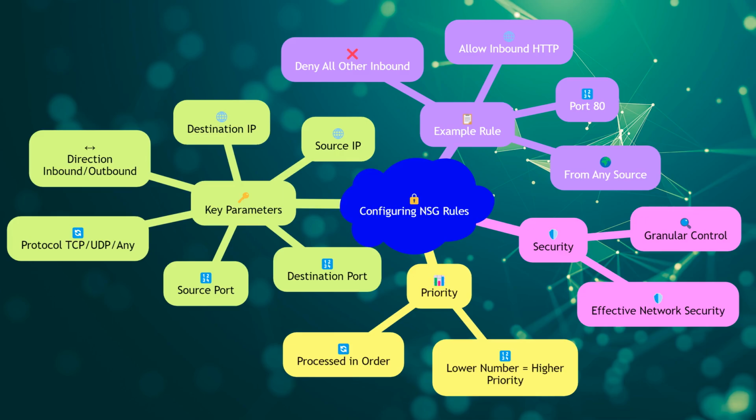Configuring NSG rules involves specifying the conditions under which traffic is allowed or denied. Each rule has a priority, with lower numbers indicating higher priority. Rules are processed in order of priority until a match is found. Key parameters include source and destination IP addresses, source and destination ports, protocol, TCP, UDP, or any, and direction, inbound or outbound. For example, you might create a rule to allow inbound HTTP traffic on port 80 from any source while denying all other inbound traffic. This granular control helps secure your network effectively.